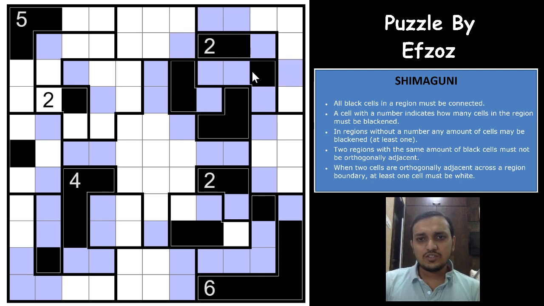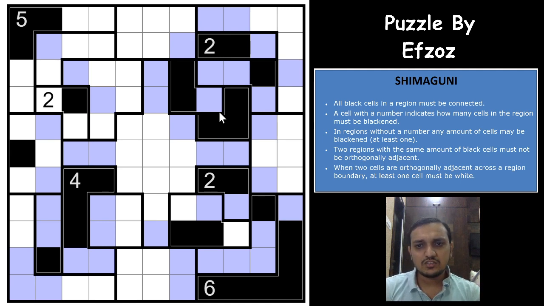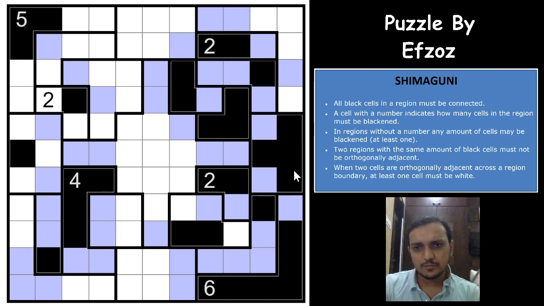Excellent. So 1 is fulfilled, 2 is fulfilled, 3 and 2, and none of the regions which are touching each other has the same number of shaded cells. Superb. It's a good puzzle. I think for the start it is really a nice puzzle. And if you see this region now, it cannot have 1 shaded cell, 2 shaded cells, or 3 shaded cells, and the only remaining thing is 4 shaded cells. Superb.